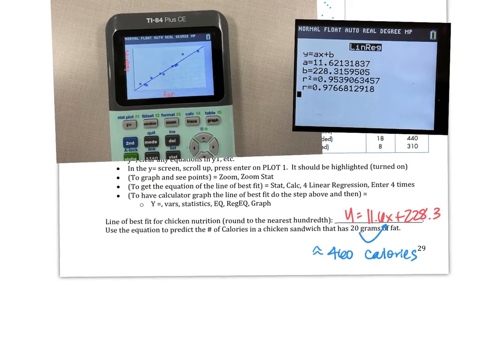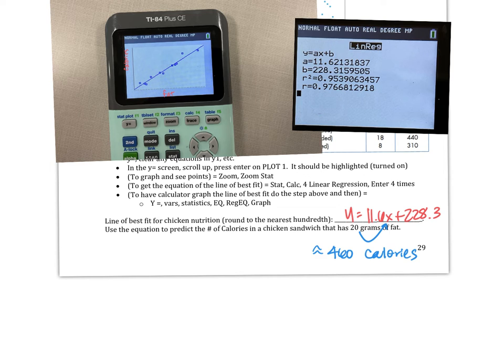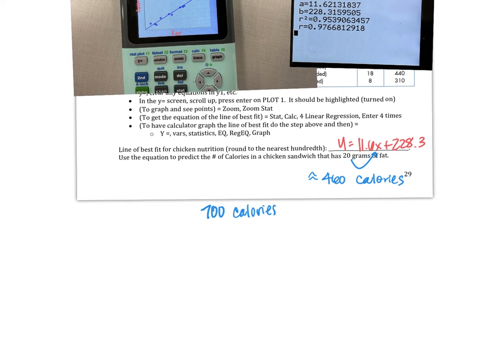What if I asked, hey, estimate if we're going to Wendy's, and that chicken sandwich has 700 calories, could we estimate about how many grams of fat we'd have in that chicken sandwich? How would we do that? Yeah, that means 700 calories is that y value. So we'd have 700 equals 11.6x plus 228.3. Go ahead and figure out about how many grams of fat we could predict that sandwich would have. 40.6. Woo, 40.7 grams of fat. I did that by solving for x.